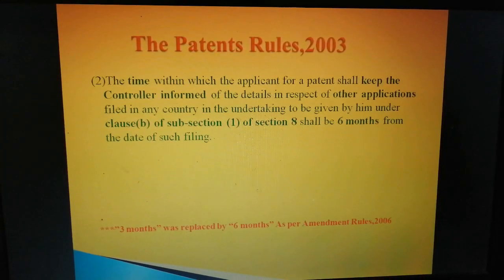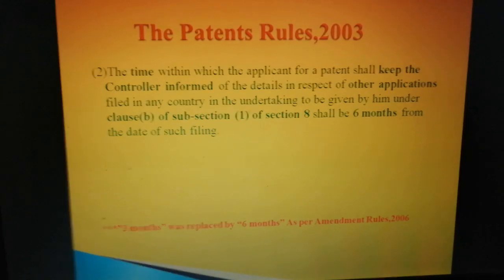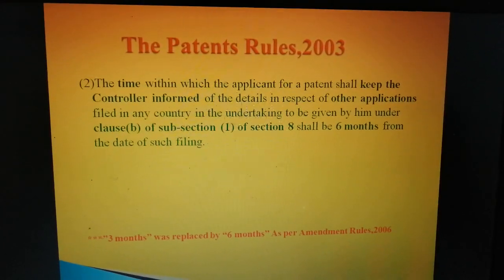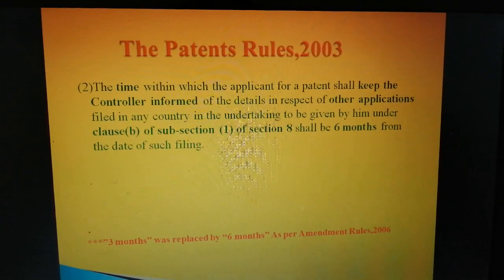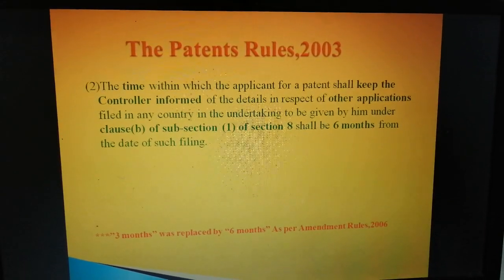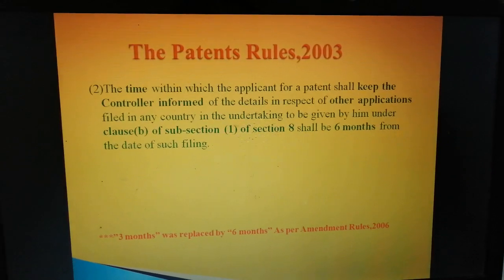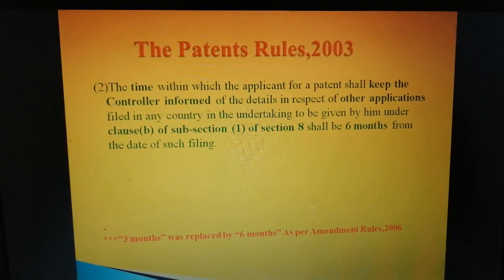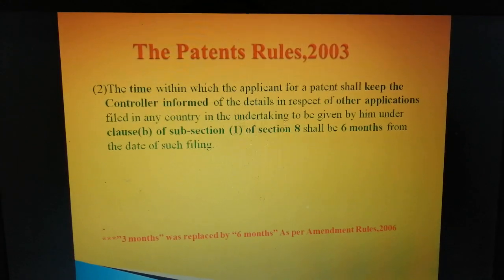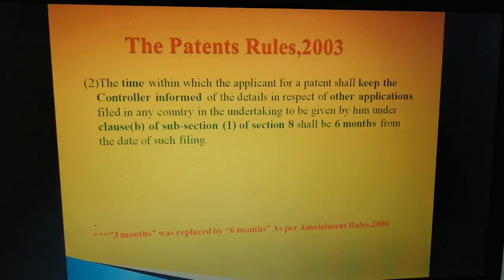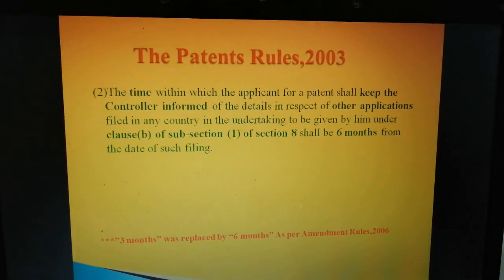This is also the same thing, that the 3 months time was replaced by 6 months as per Amendment Rules 2006. Fine. So I will read this sub rule again, friends, so that you get an overall idea about the actual meaning of this sub rule. Just observe the keyword is time. The time within which the applicant for a patent shall keep the controller informed of the details in respect of other applications filed in any country in the undertaking to be given by him under clause B of subsection 1 of section 8 shall be 6 months from the date of such filing.